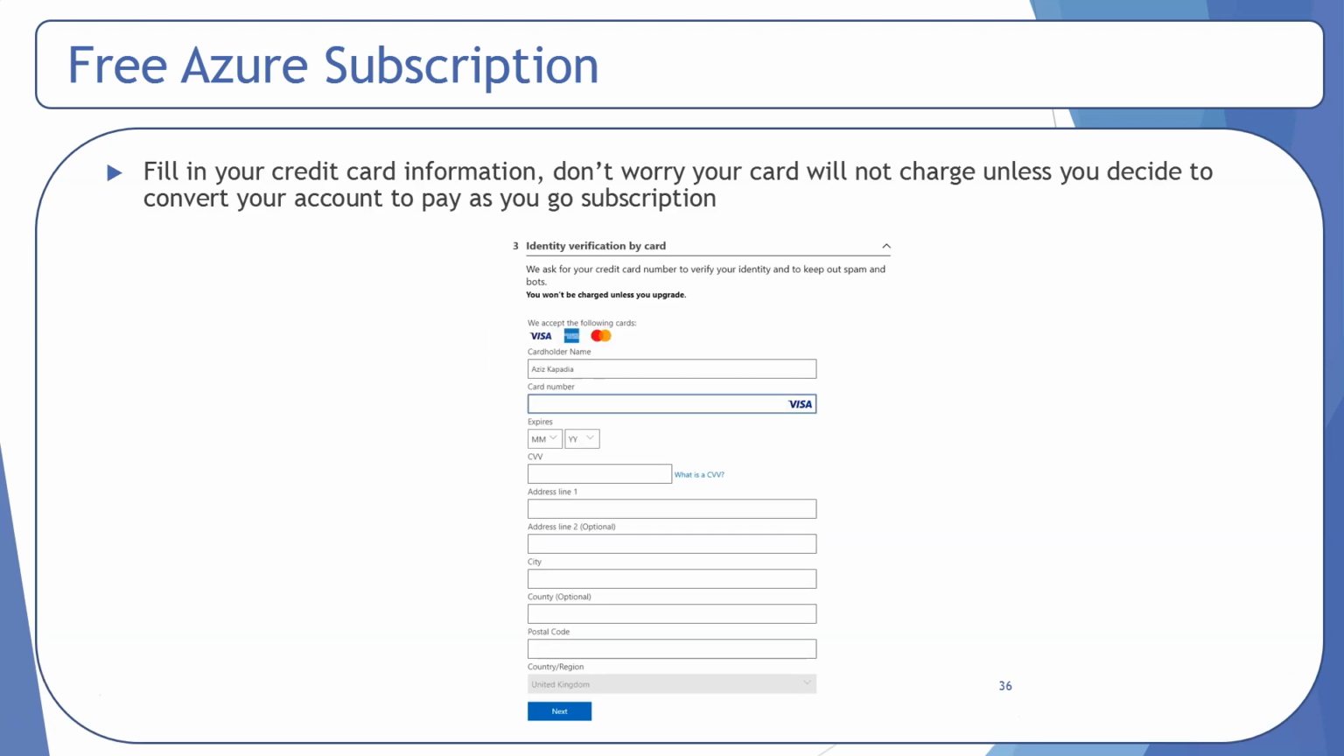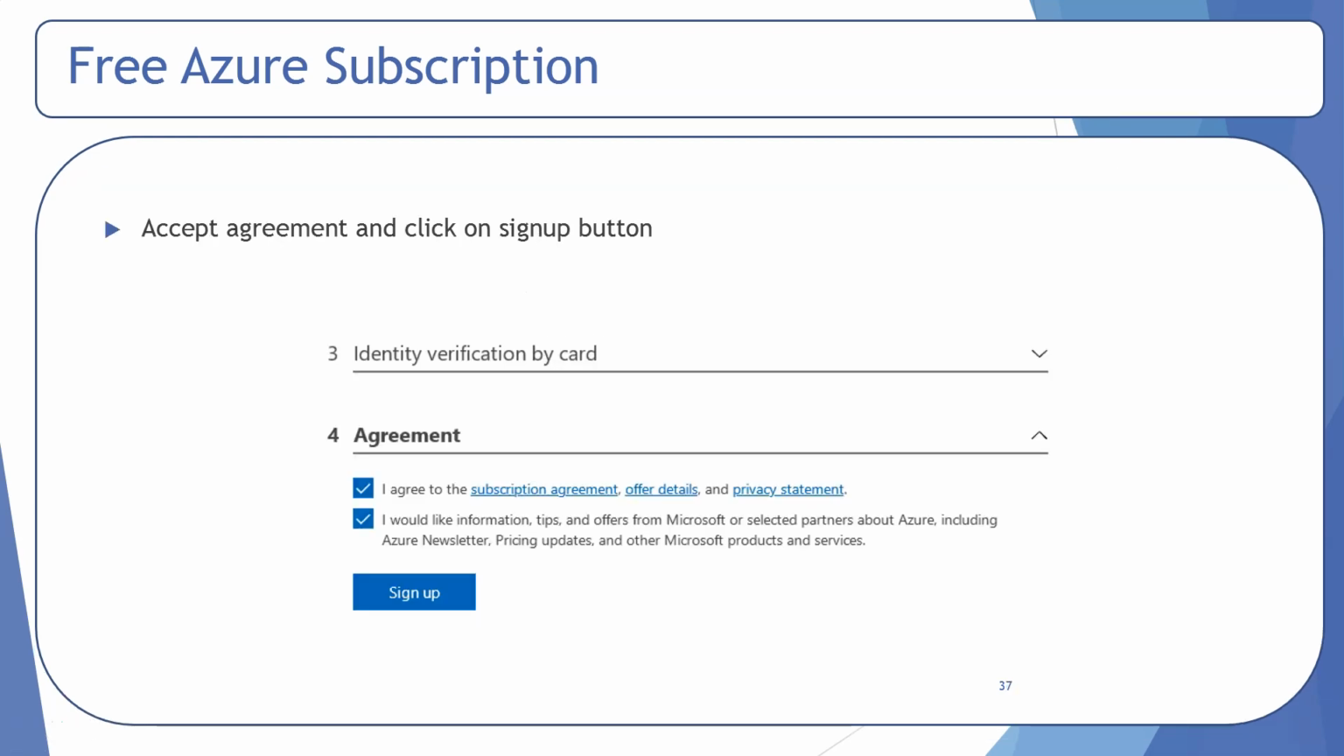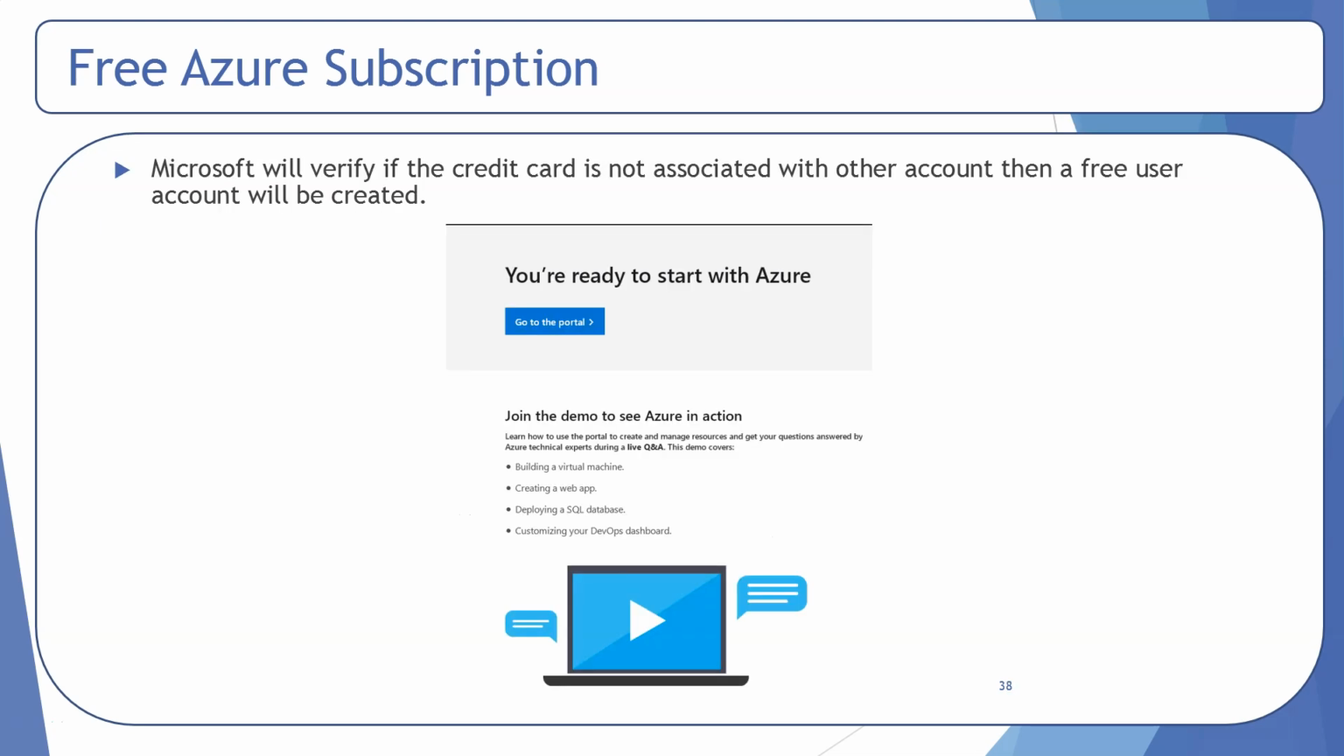Enter your credit card information. Don't worry, you won't be charged until you upgrade account to pay-as-you-go pricing. Accept the agreement and click on sign up button. Microsoft will verify that the credit card is not associated with any other Azure account, and then a free user account will be created. Finally, it will display the page that account is ready and user can log into portal.